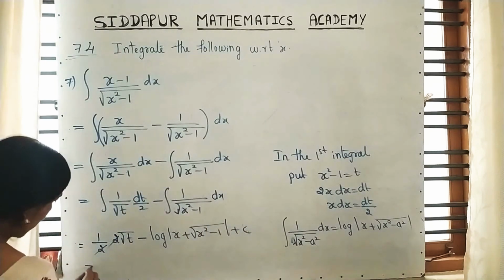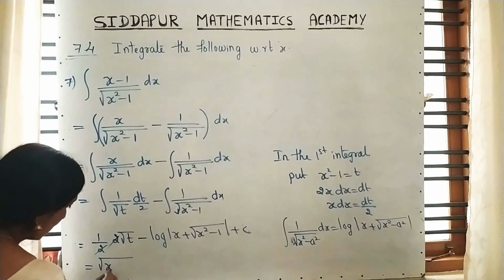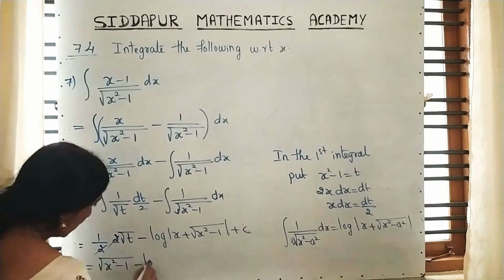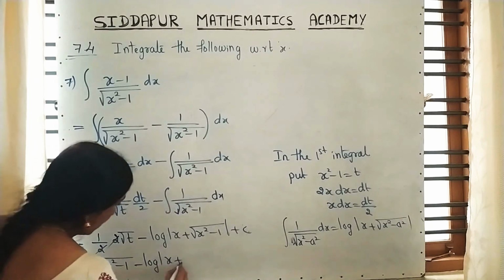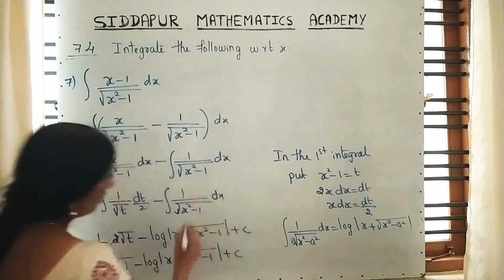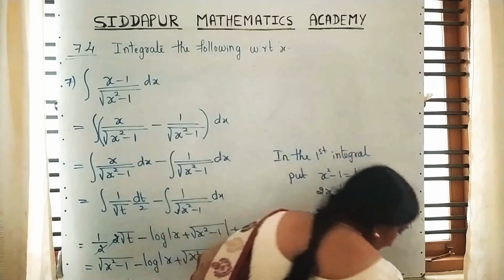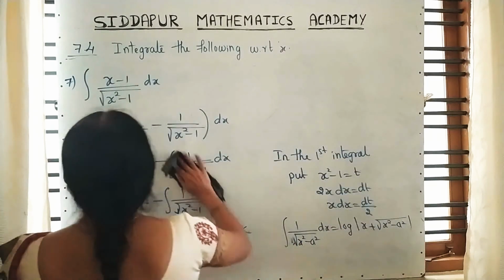These 2 and these 2 get cancelled. Root of t value is what? Root of x square minus 1 minus log of x plus root of x square minus 1 plus c. So the problem we wrote in the form of x. Moving to the next question, that is question number 8.